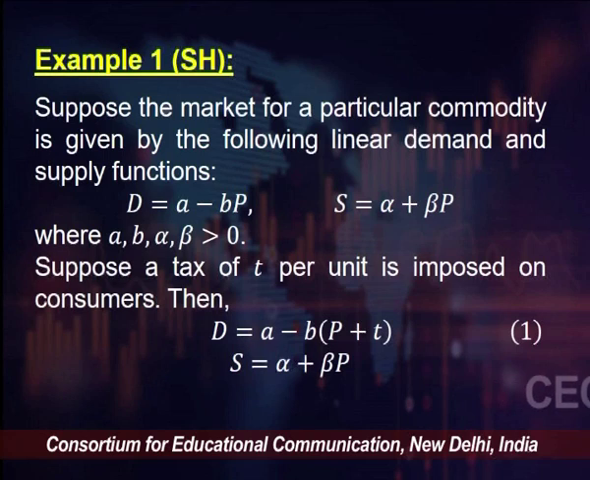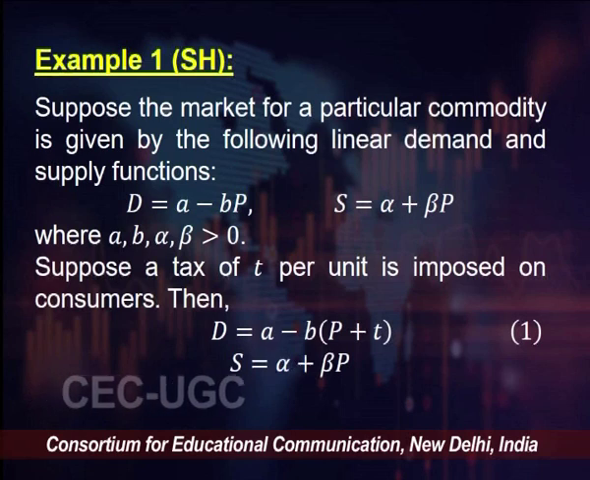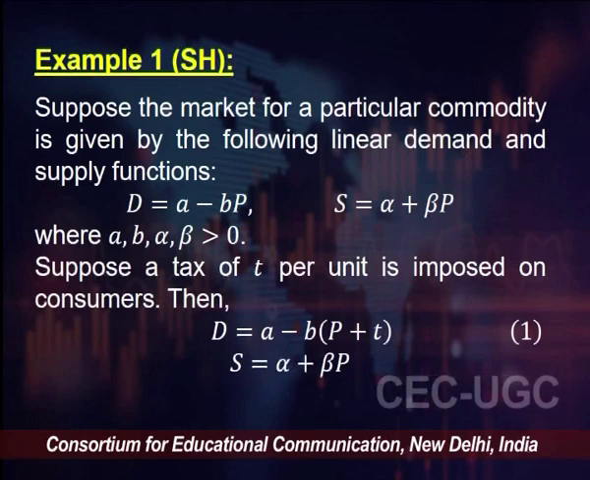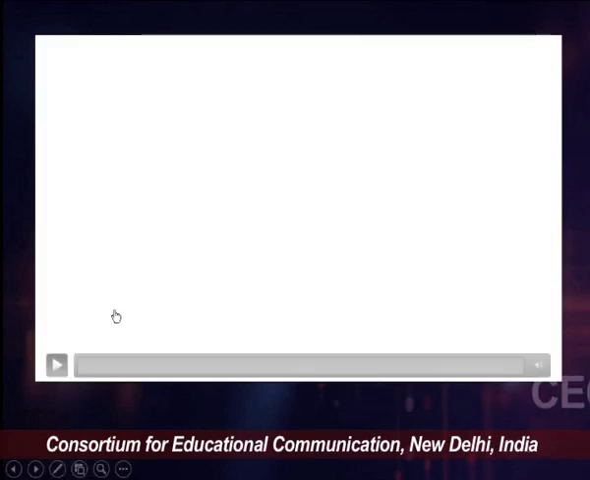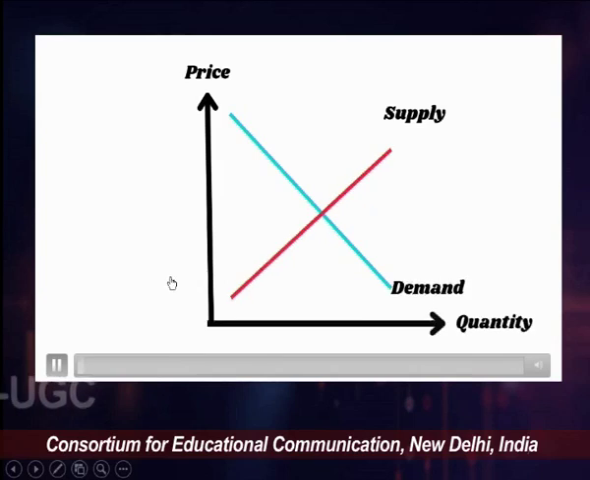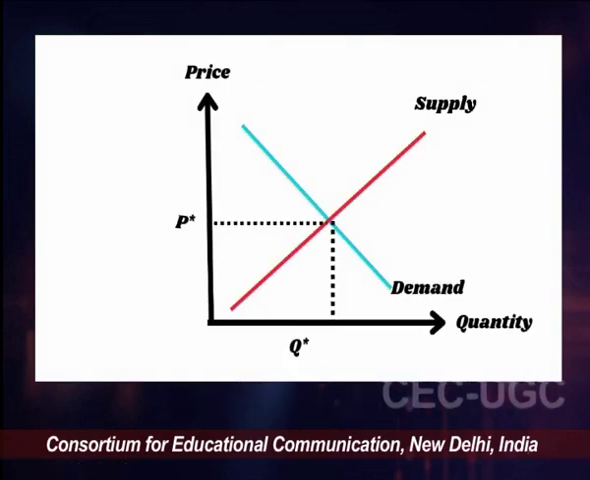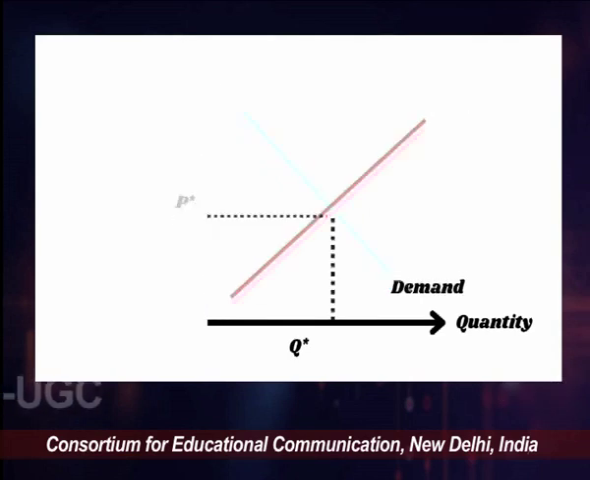Let me give you a quick graphical illustration of the impact of a per unit tax, and then we will go back to the math. Now, in this video, the demand curve is shown here as a downward sloping blue curve, and the red curve is the supply curve. You can see the equilibrium price is P star and the equilibrium quantity is Q star.